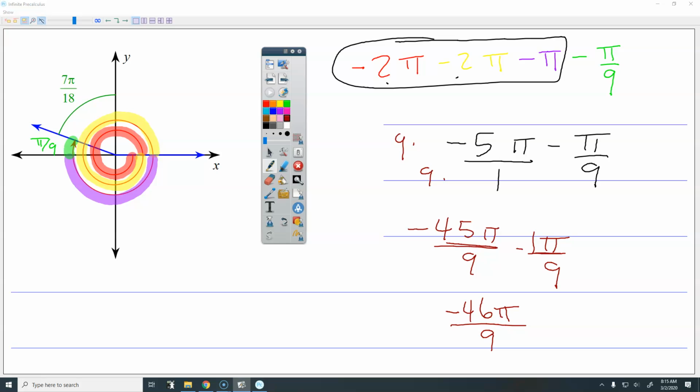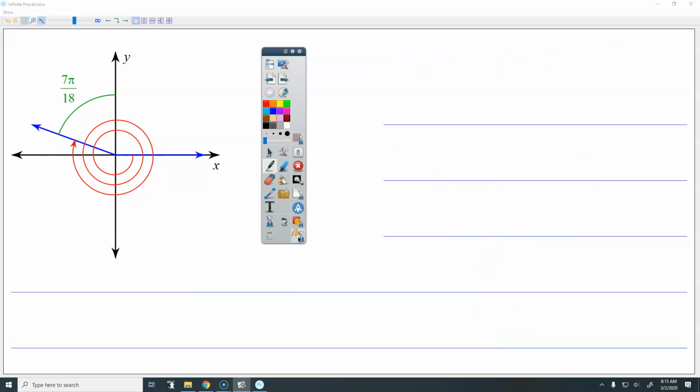So we learned a couple things along the way here. A quarter circle is pi over 2, a half circle is pi, a full circle is 2 pi. We learned how to find missing pieces here, right? So a couple of things along the way. I'm going to go ahead and put up some practice problems here for you guys.